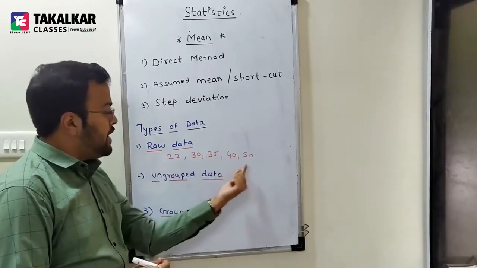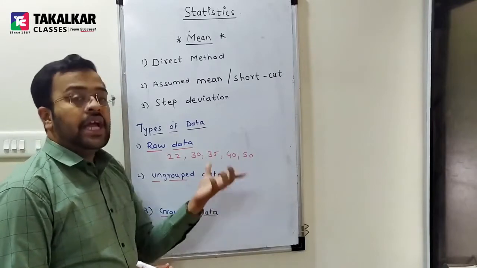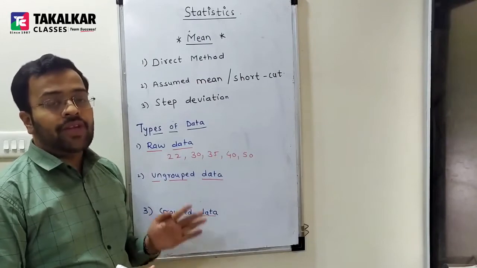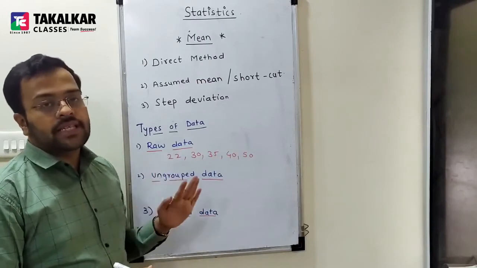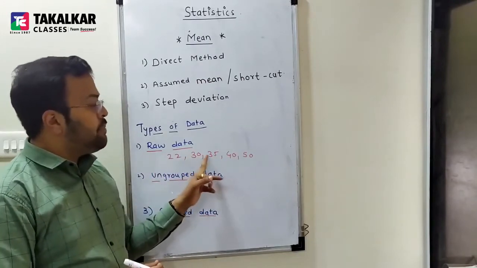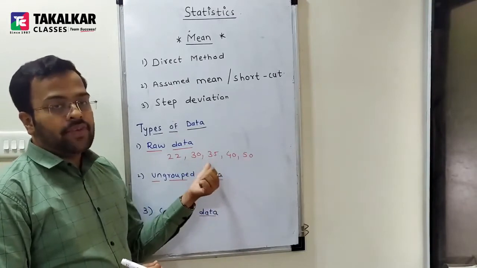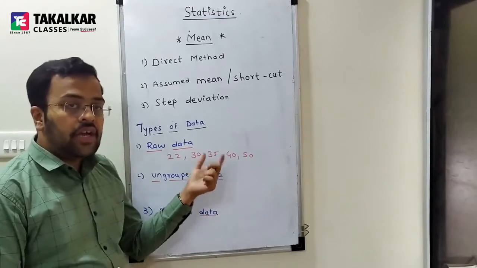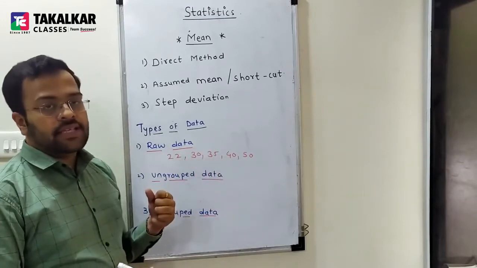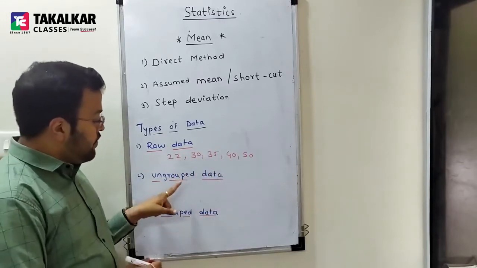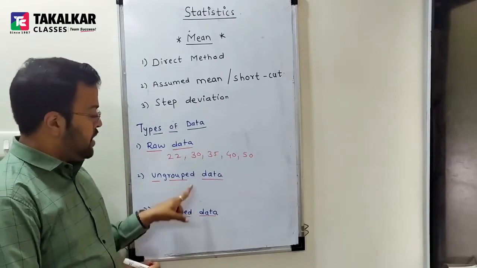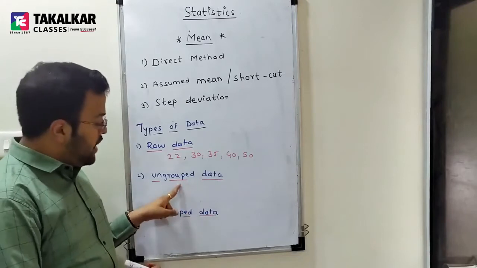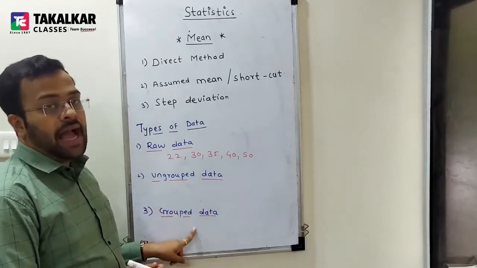Now this type of data is known as raw data, in which only observation are given. Only what given? Observations. Nothing else is given. Each observation is separated by comma. This type of data you have already studied in your 9th standard. Now we are more concerned about these two data, ungrouped and grouped. You will get question based on this, ungrouped and grouped.